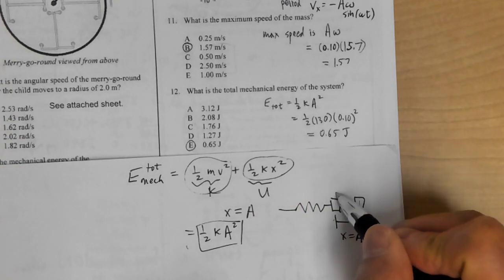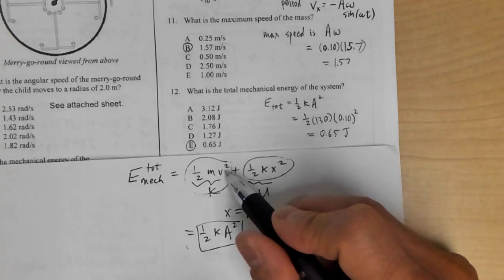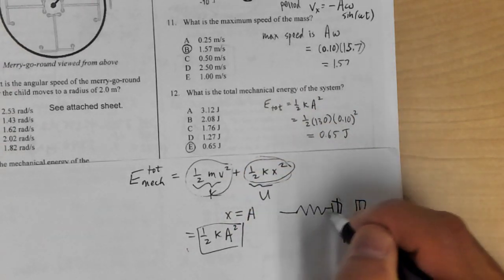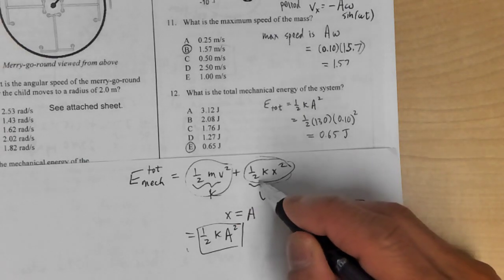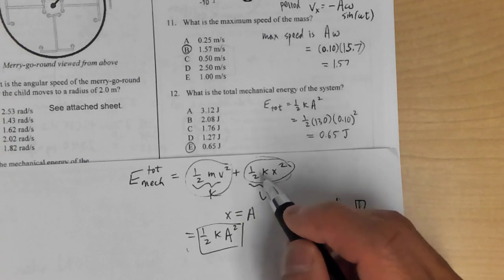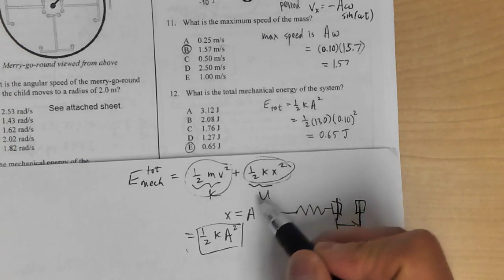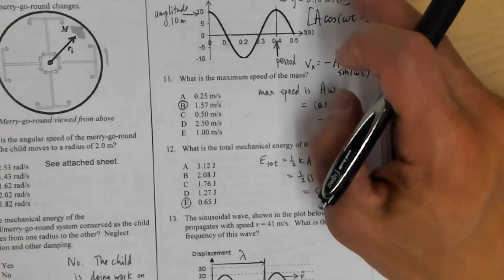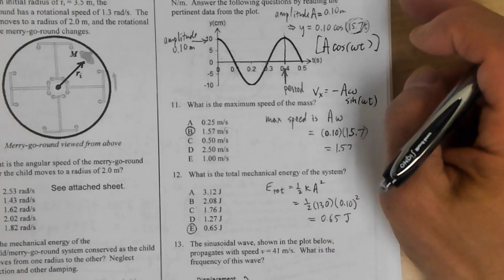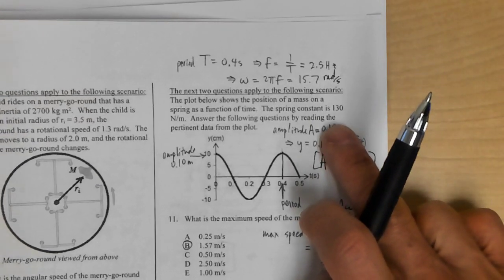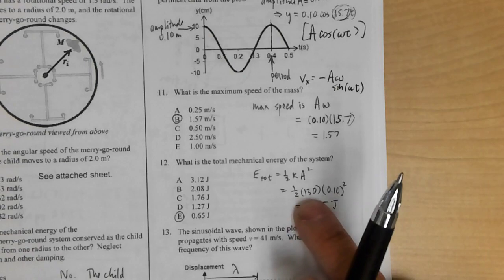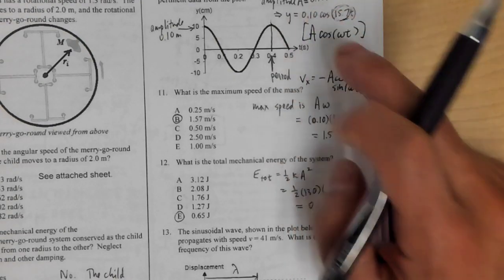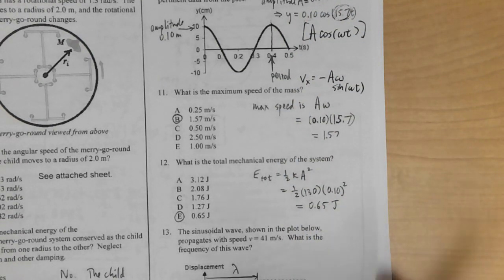At the maximum stretch, from the relaxed position to the maximum, the velocity is zero, so all the energy is the potential energy, which is 1 half kA squared. In general, though, somewhere in the middle, it will have both kinetic energy and potential energy. Just do 1 half mv squared for kinetic energy, 1 half kx squared for potential energy, but the sum will end up being 1 half kA squared. So using 1 half kA squared, K, the spring constant, we are told up here, is 130 newtons per meter. So 1 half times 130 times A, which is 0.1 here, 0.1 squared, comes out to 0.65 joules.